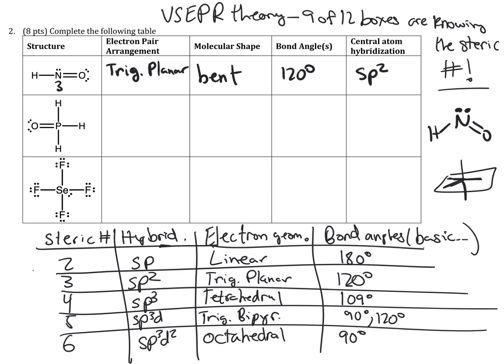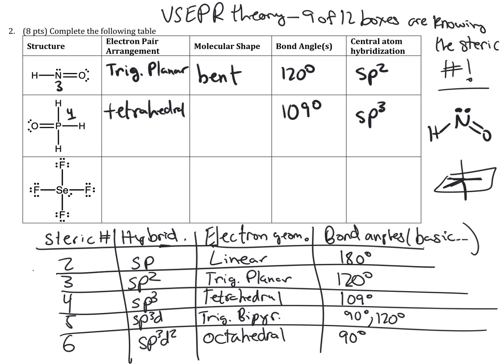For POH3 here, we have a steric number of 4. 4 bonded atoms, no lone pairs. The electron pair arrangement is thus tetrahedral. The bond angle is therefore 109, that magic tetrahedral angle. The hybridization is sp3. The molecular shape then is going to be, since there's no lone pairs on the central atom, exactly the same as the electron pair arrangement.